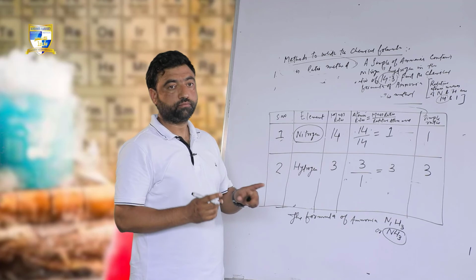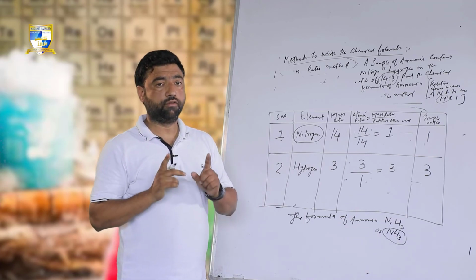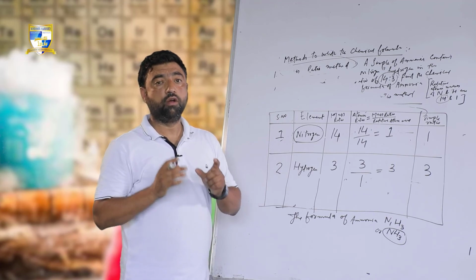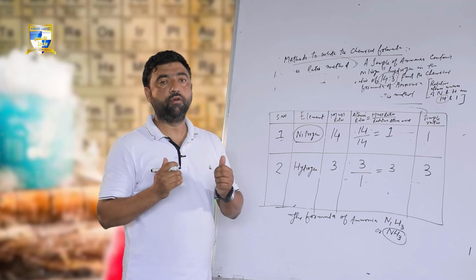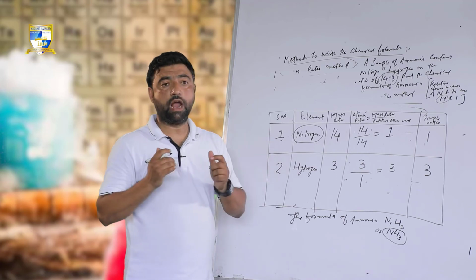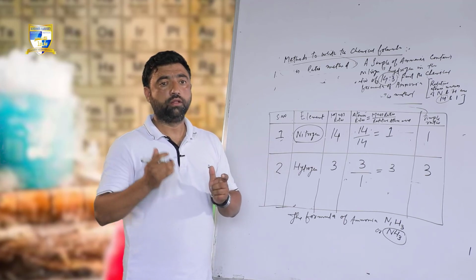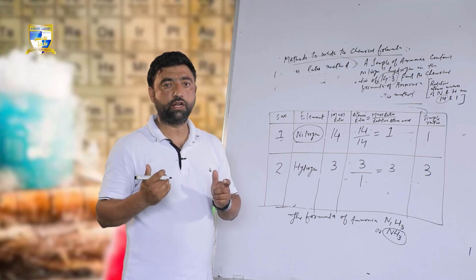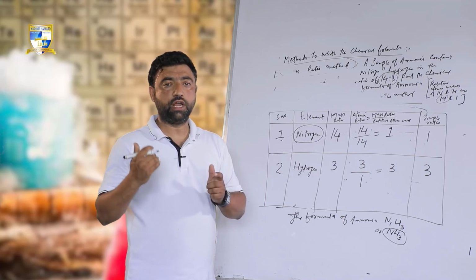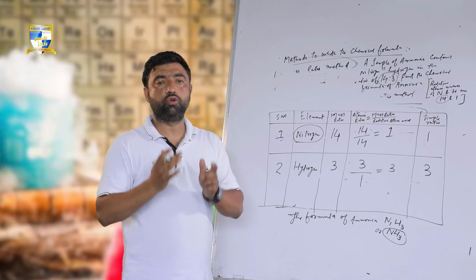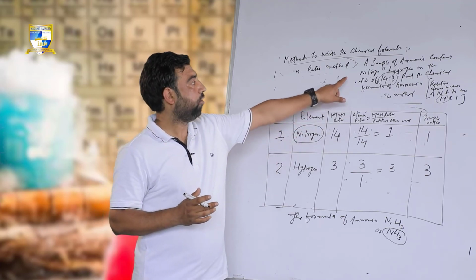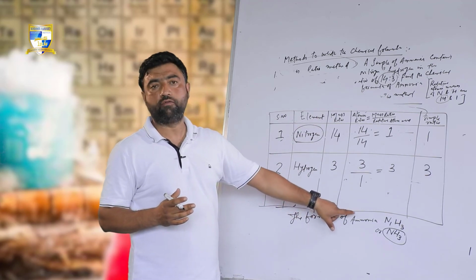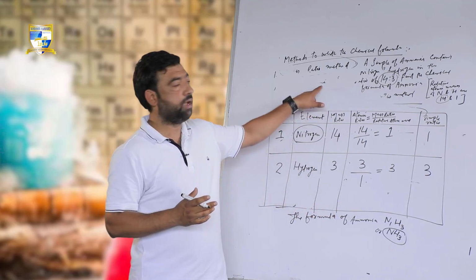I repeat, while writing the formula of a compound using the mass ratio method, we have to follow a few steps. Number 1, we have to collect the mass ratio. Then after collecting the mass ratio of each element, we have to find out the atomic ratio. Then we have to change that atomic ratio into whole numbers to get a simple ratio. I have already given you an example and I have already shown you the procedure of how to find out the formula of a compound by using the mass ratio method.